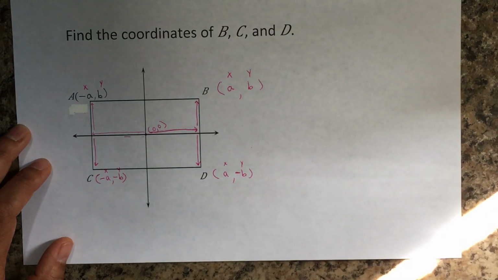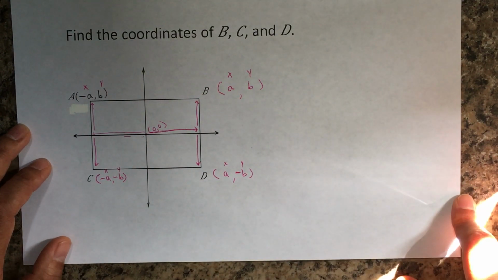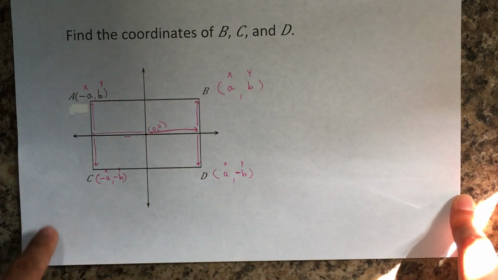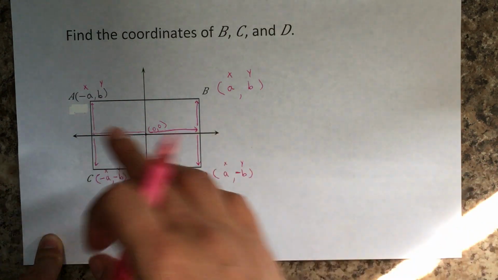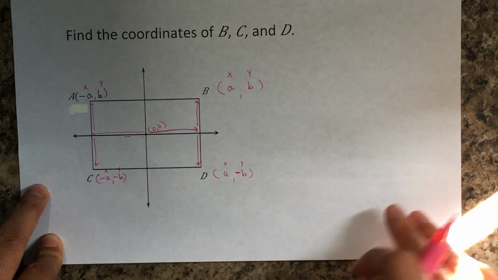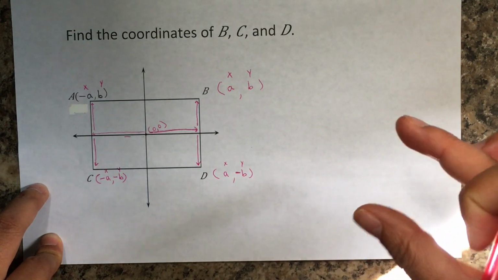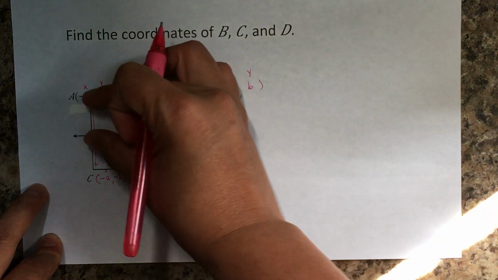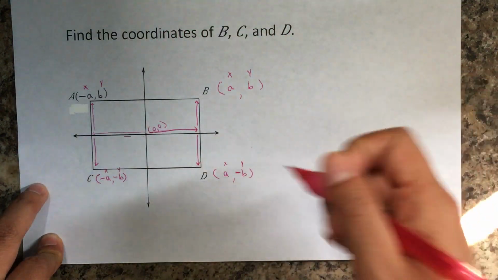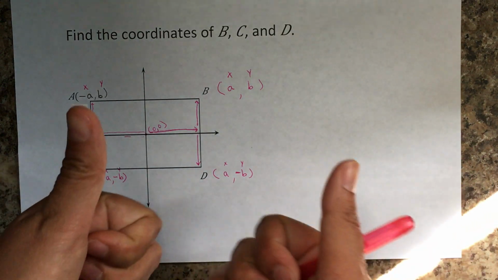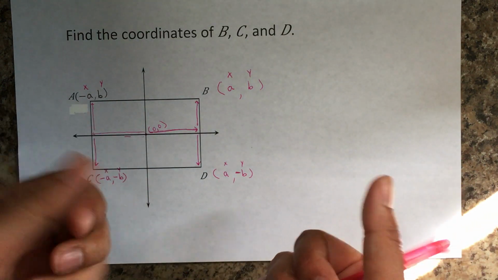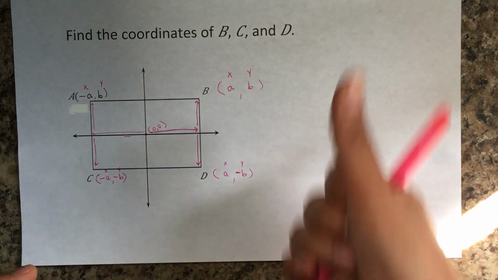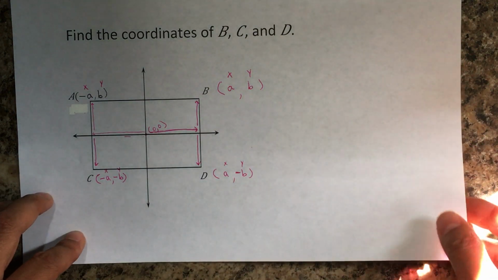Okay, so that's how you label these three other points. Again, A and B represent distance, and if they are the same distance, you keep it with the same variable. It's just if it goes to the left or down, it's negative. If it goes to the right or up, it's positive.